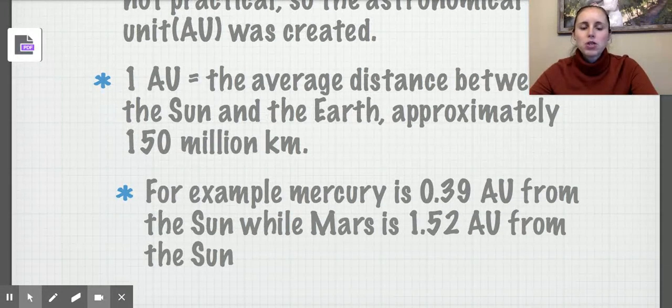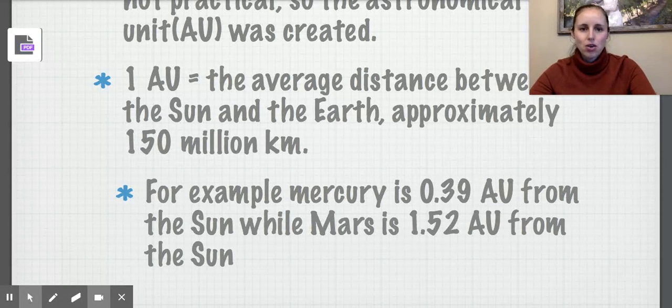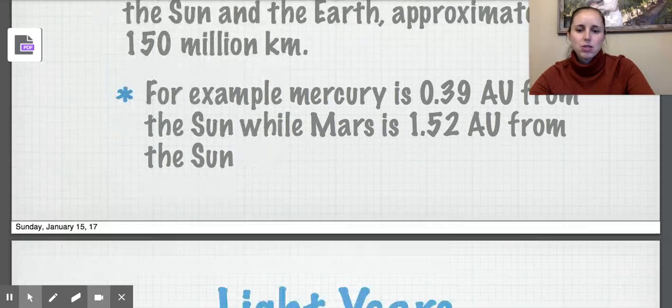It also puts in perspective the difference in terms of planets. If something has an astronomical unit less than one, it's closer to the sun than the Earth is. For example, Mercury has an astronomical unit of 0.39 AU. It's closer to the sun than the Earth is because its astronomical unit is less than one. Mars has an astronomical unit of 1.52. Since it's greater than 1, it means it's further away from the sun than the Earth is. And it's just a great way to put things into perspective.